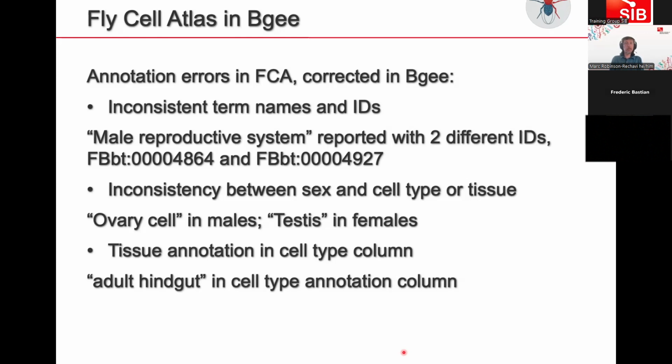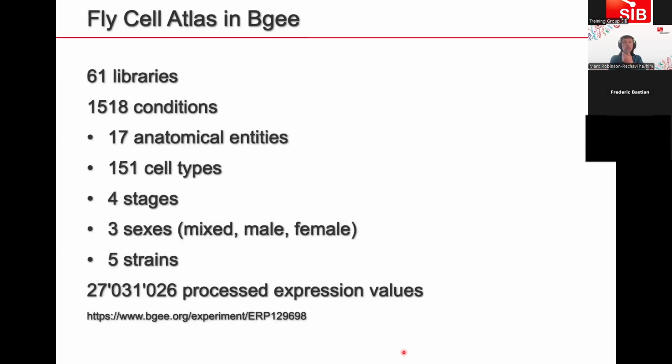And there were tissue annotations in the cell type column, so you're looking for a tissue and you don't find it because you look for it in the tissue, but it's actually in the cell type. So we added hindgut, which is an organ, that was in the cell type. We corrected all these, and so in the end we have 61 libraries, 1,500 conditions, and we described 151 cell types, which we recurated carefully to the right terms.